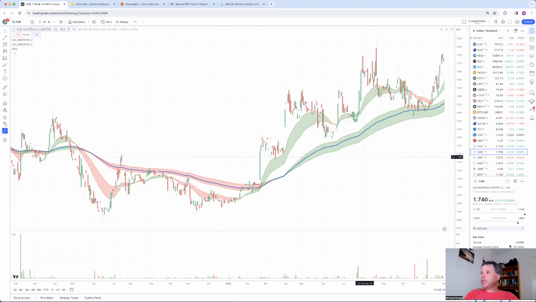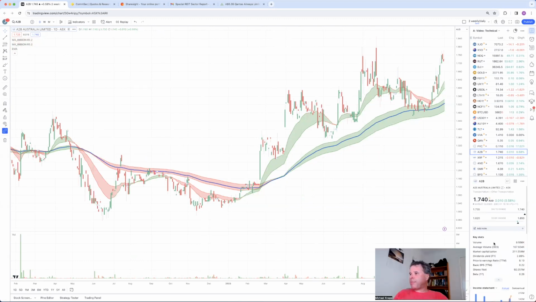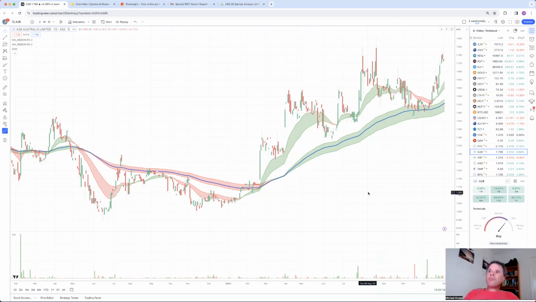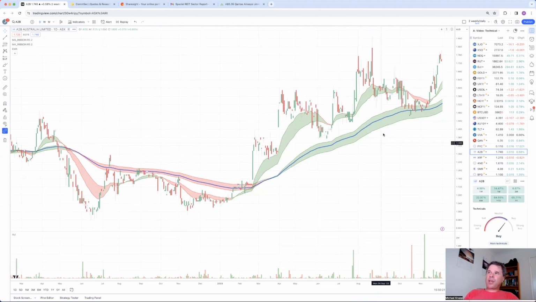I'm pretty sure it has something to do with taxis and charging taxis. Engages in the provision of taxi charge. Yeah, okay, so they changed the name. This chart looks okay, trying to get above the old highs we saw a few months ago.